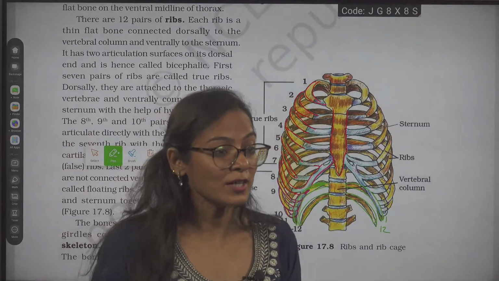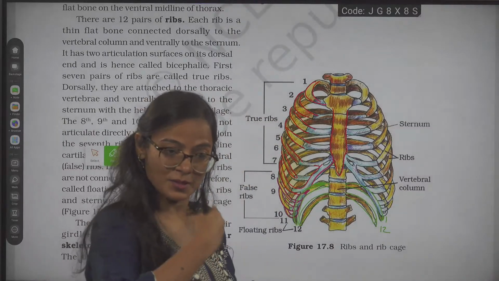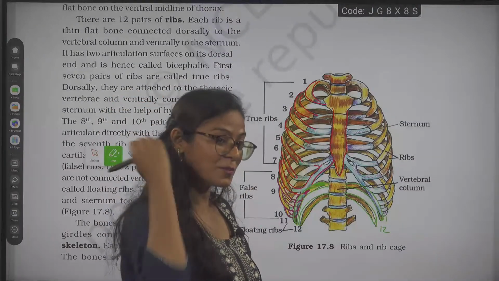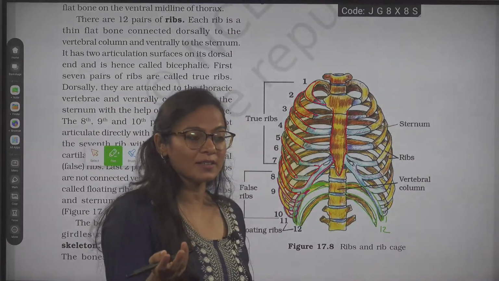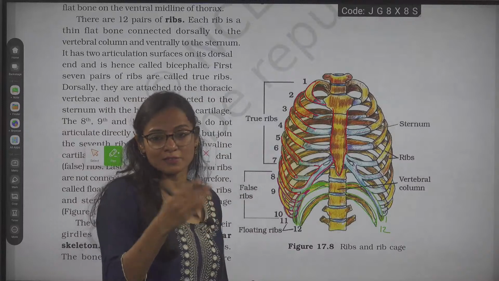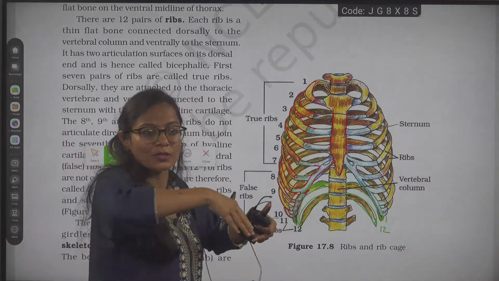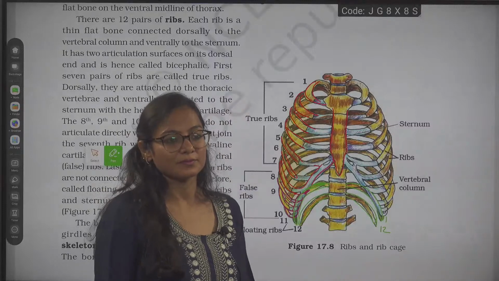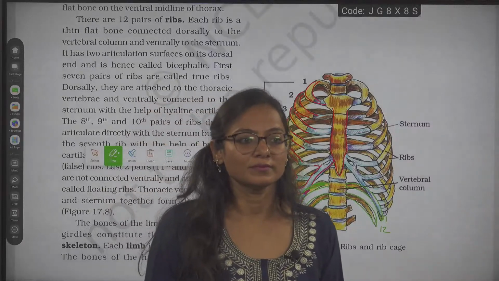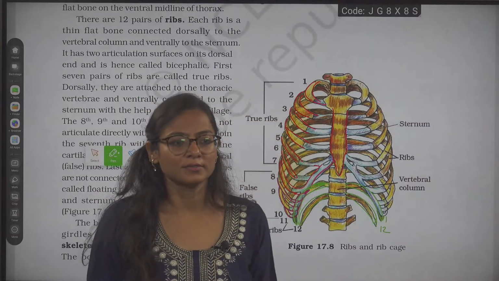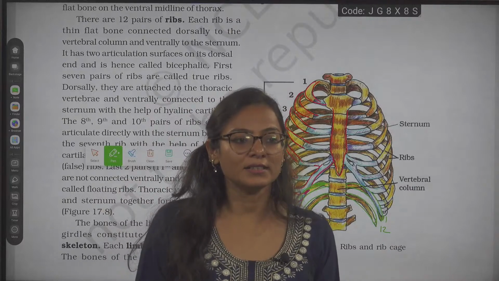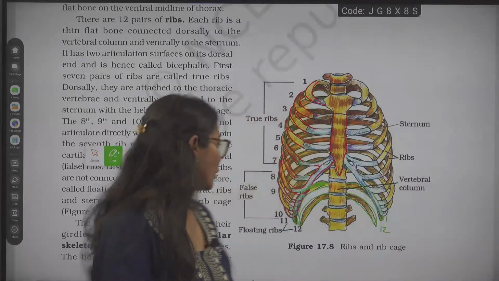No, sternum is not attached to vertebral column. Sternum is here. Vertebral column is behind. They are not directly attached. It is only ribs which are attaching on both the sides. Right? Got it. Okay, fine.